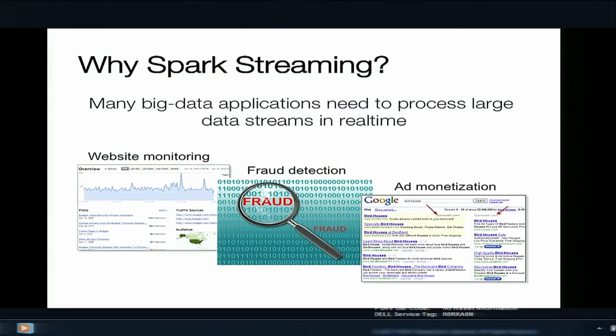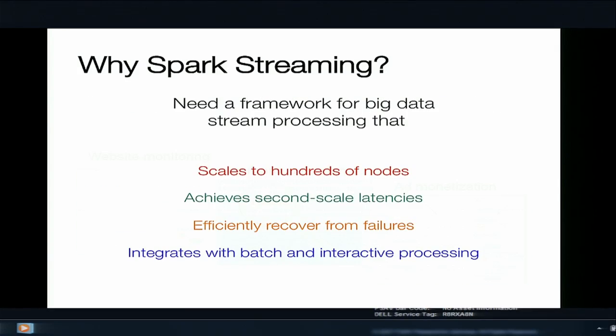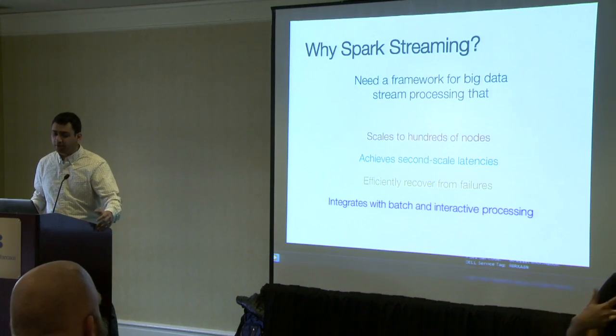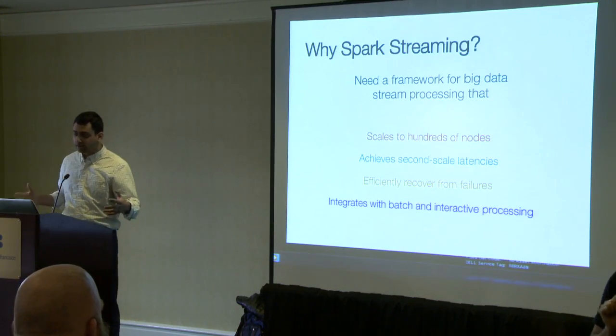Now, the common thing across all these applications is that we need a framework to build them that can scale to hundreds of nodes, achieve second-scale latencies, and efficiently recover from faults and node failures, and very importantly, integrates very nicely with batch and interactive processing. The first two points are kind of obvious. It's big data after all. Let me elaborate a bit on the next two points and why we thought they are very key, and we should make them one of our goals.